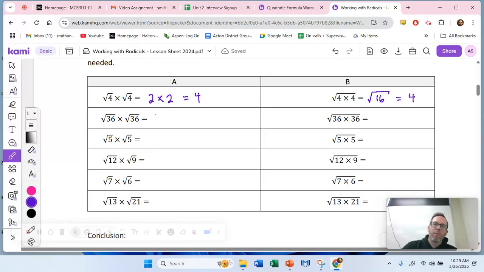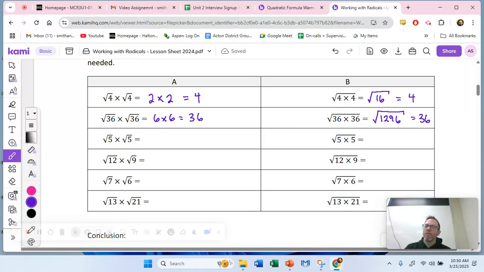The root of 36, we don't need a calculator for this one, is 6. 6 times 6 is 36. What if we multiplied the numbers first? Now, 36 times 36, that is not a perfect square that I have memorized. 1,296. Of course, how could I forget? But if you square root 1,296, you get 36. It appears there may be a pattern.